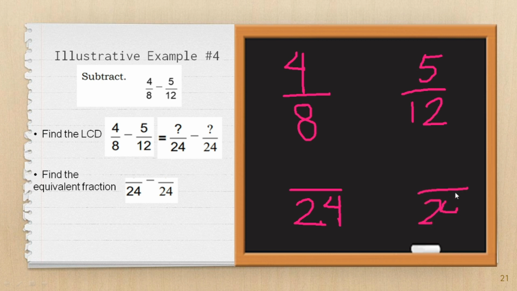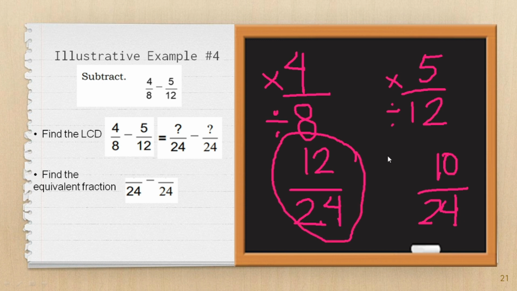Ano ulit gagawin natin? 24 divided by 8. Ta-times natin sa taas. 24 divided by 8, that's 3. Times 4, that's 12. 24 divided by 12 times 5. 24 divided by 12, that's 2. Times 5, that's 10. So, ibig sabihin, we have 12 over 24 and 10 over 24 as equivalent. Now, meron na tayong 12 over 24 and 10 over 24.